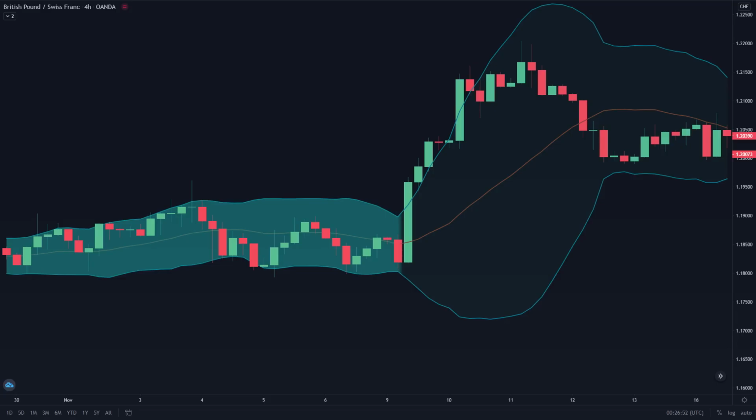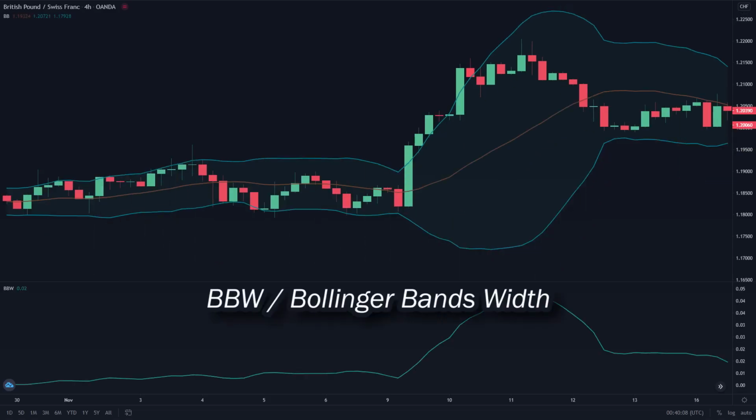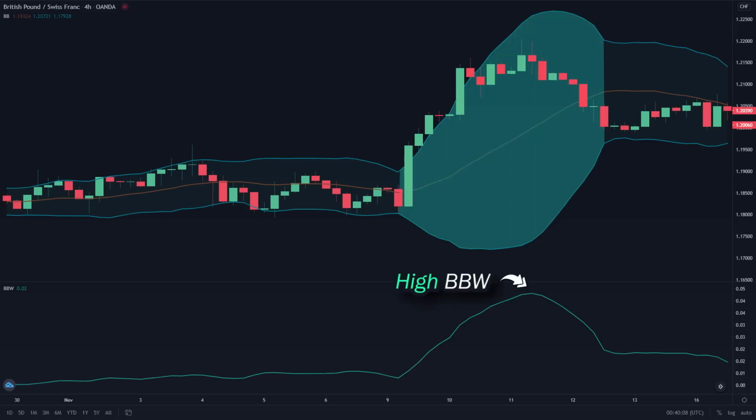I like to make my job easier by using an indicator called the BBW, also known as the Bollinger Bands width. This indicator shows how far apart the bands are. If the BBW is low, it means that the gap between the two lines is close. And if it's high, it means that the gap is further apart. Note that the two indicators need to have the same settings for it to work.